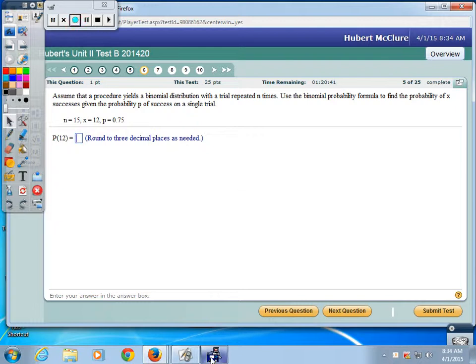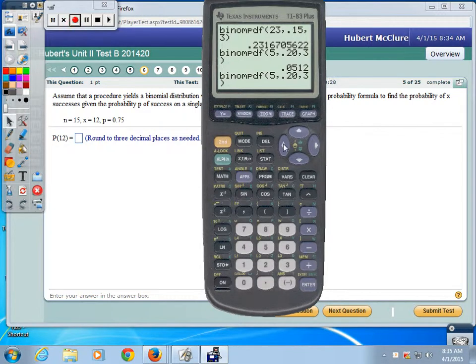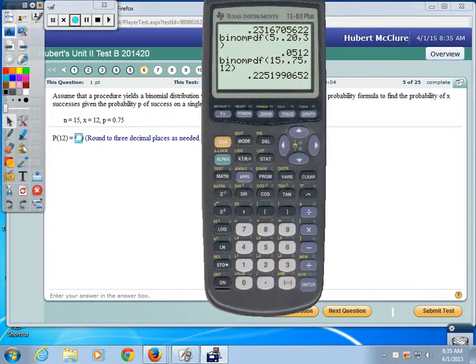N, P, and X. I thought I at least gave you a couple of binomial distributions, but evidently I didn't. Second, enter. 15. Second, delete. 1, second, delete, turn it off. 15, 12, 7, 5, and 12. I got 0.225.